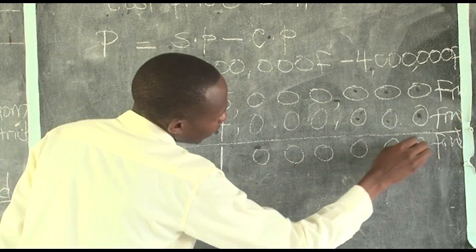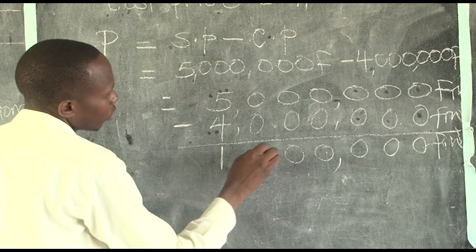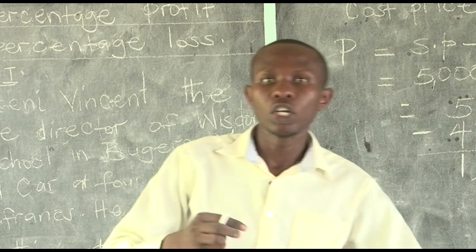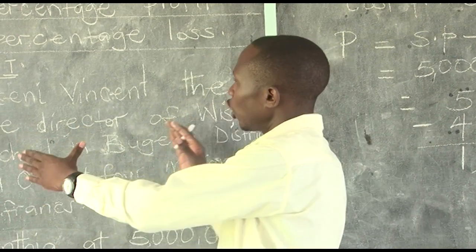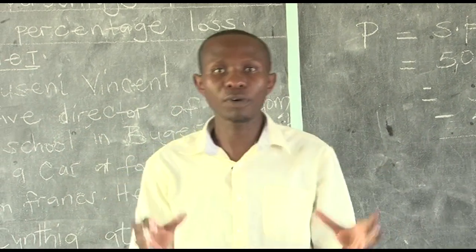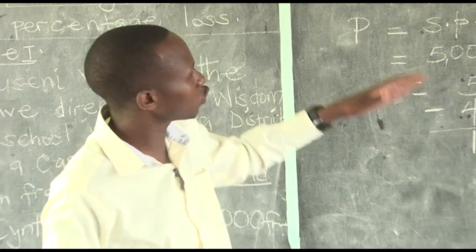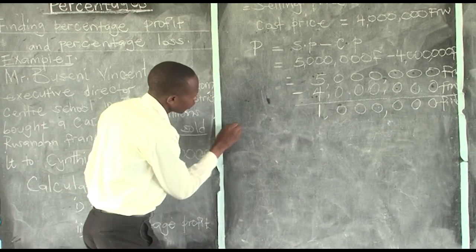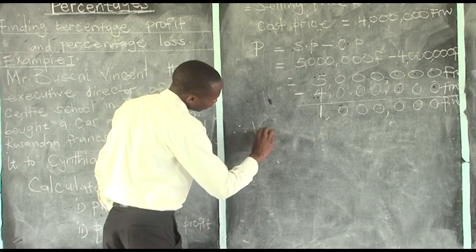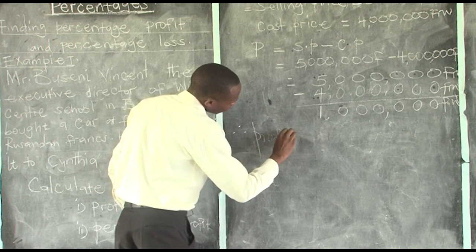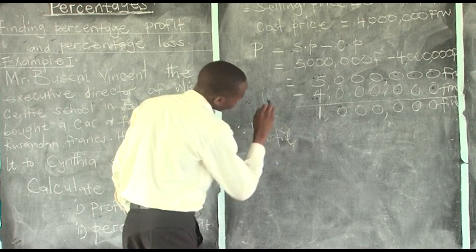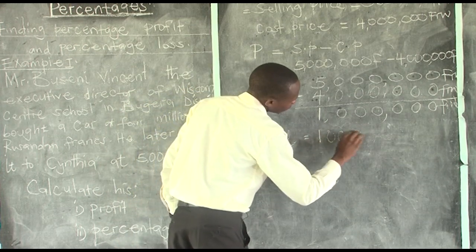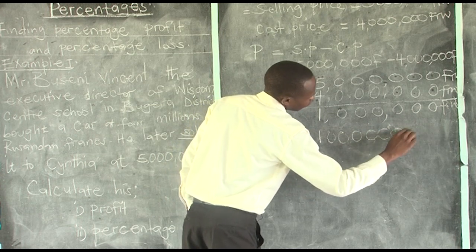Then I will say 1, 2, 3, comma. What have we got there? When you look at the number, you realize that this man or this director made a profit of 1 million. According to what we have got here, he made a profit of 1 million. So I'll come here and say, therefore, profit is equal to 1 million francs.